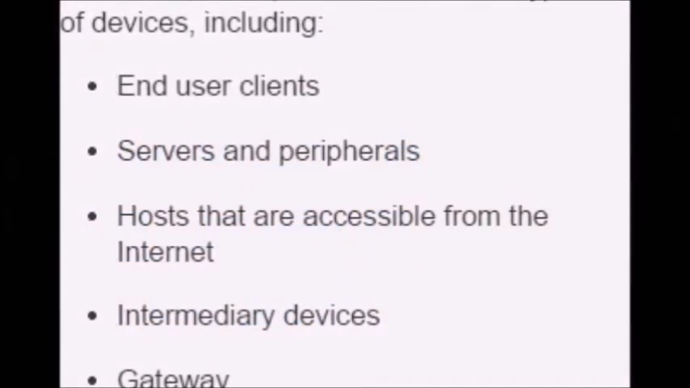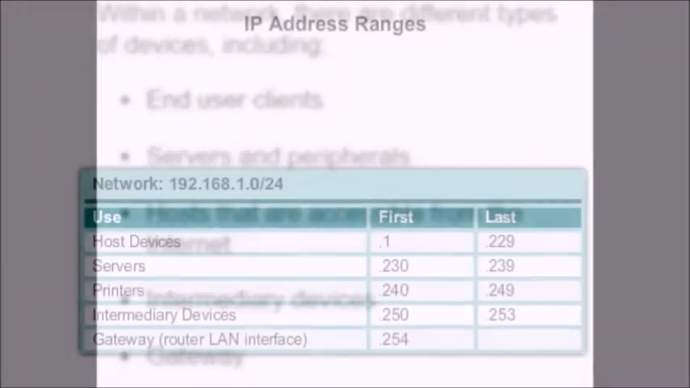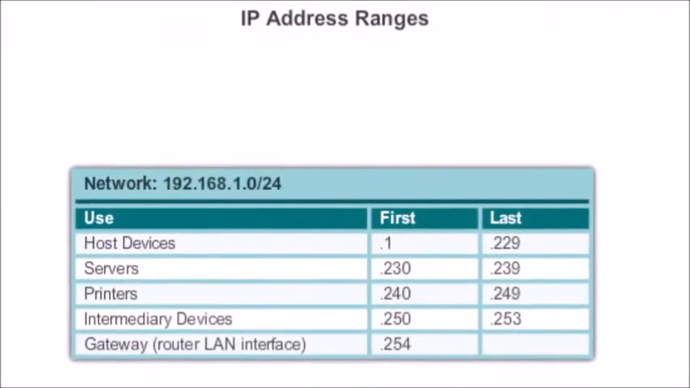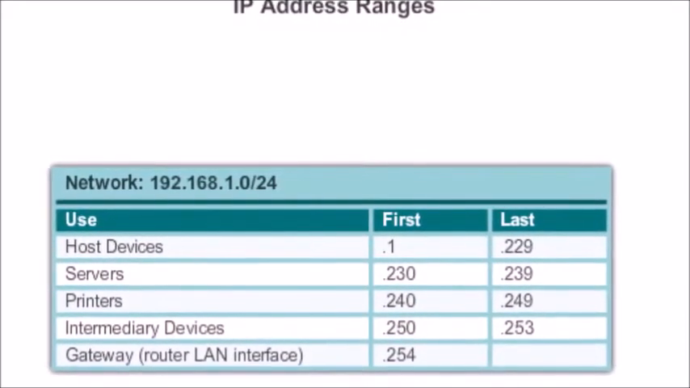There are different types of devices, including end-user clients, servers and peripherals, hosts that are accessible from the Internet, intermediary devices, and gateways. When developing an IP addressing scheme, it is recommended to have a set pattern of how addresses are allocated to each type of device. This benefits administrators when adding and removing devices. A network addressing plan might include using a different range of addresses within each subnet for each type of device.